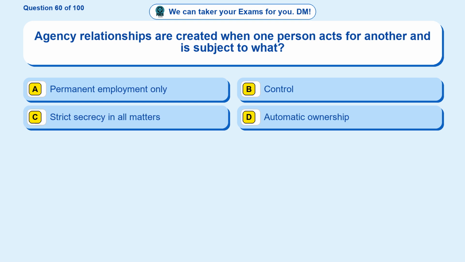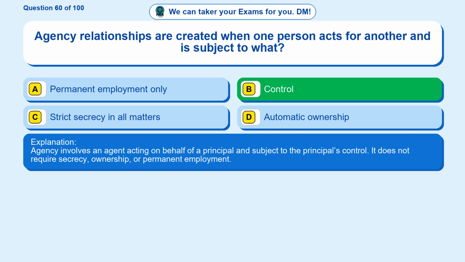Question 60. Agency relationships are created when one person acts for another and is subject to what? Option A, permanent employment only. Option B, control. Option C, strict secrecy in all matters. Option D, automatic ownership. The correct answer is option B, control.